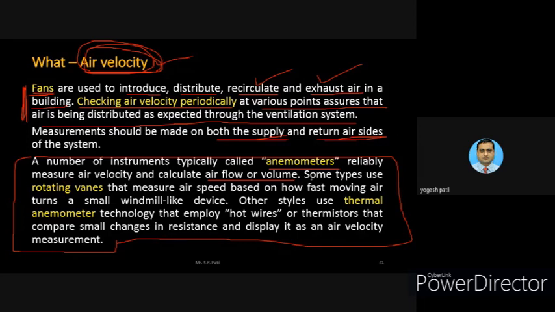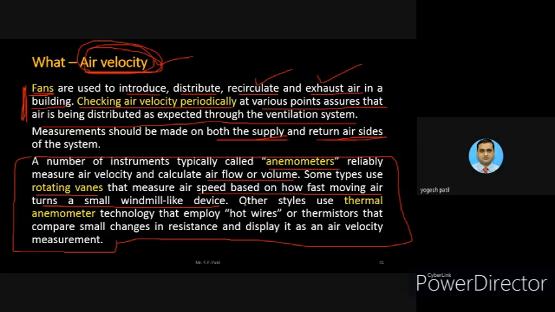In some places there is a requirement of rotating vanes for the measurement of air velocity. Rotating vanes measure the air speed based on how fast the moving air turns a small windmill-like device.